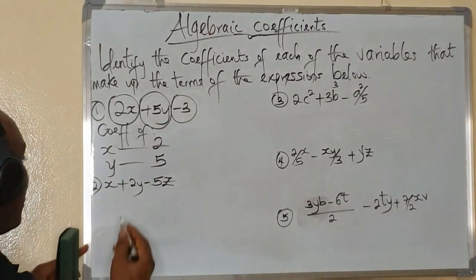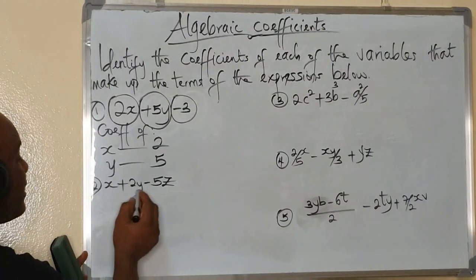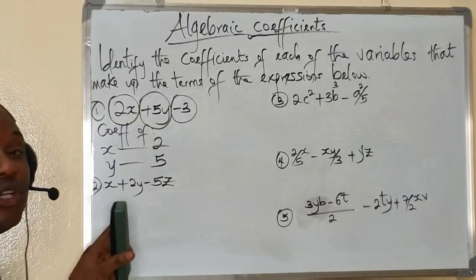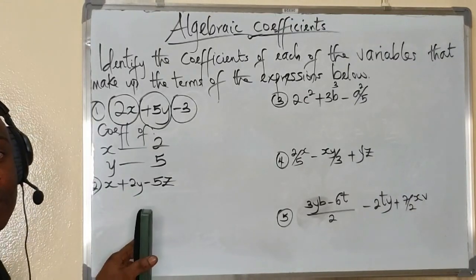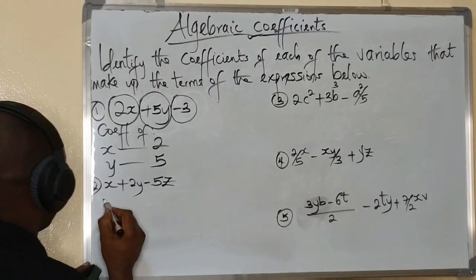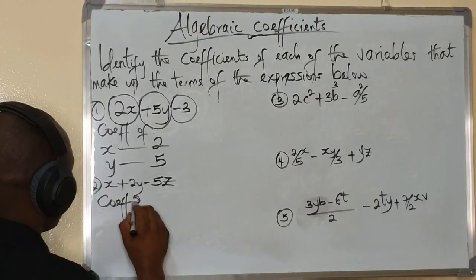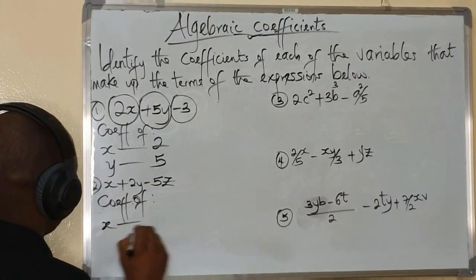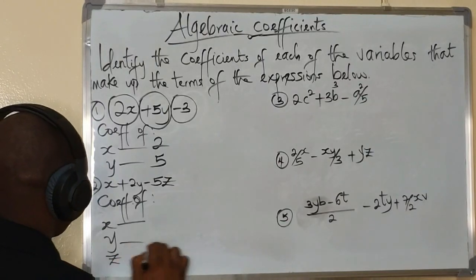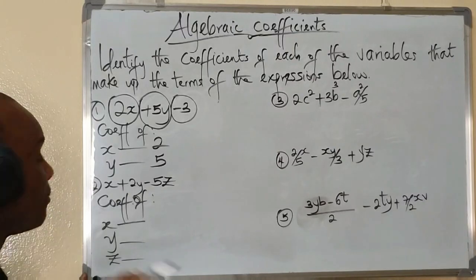Take a look at number 2. x plus 2y minus 5z. Every term in this expression has a variable, so it means we are going to identify 3 coefficients, one for each of the variables we have here. Therefore, we are identifying the coefficients of x, y, and z. Now, something important you should know is to always remember to identify all the terms.